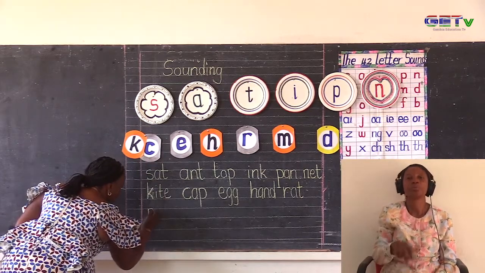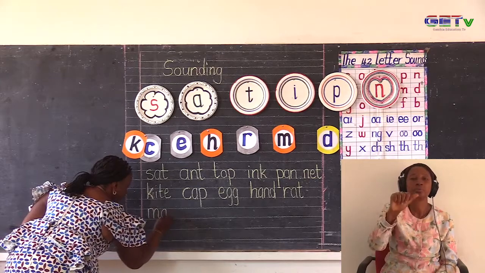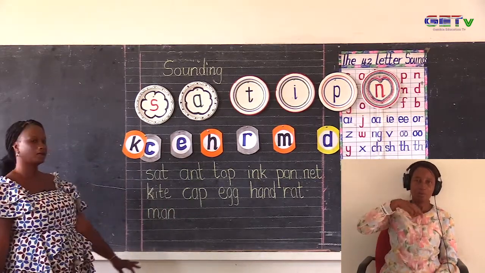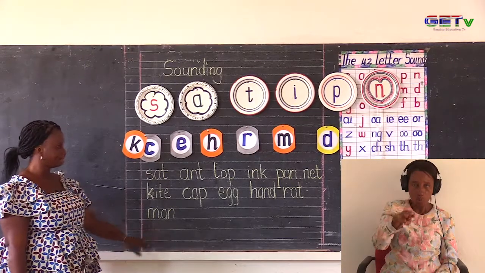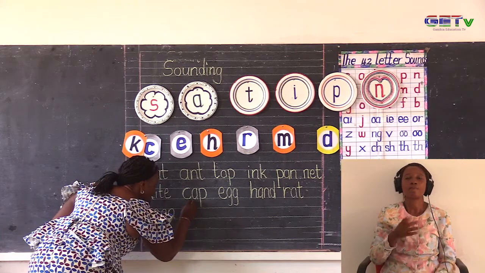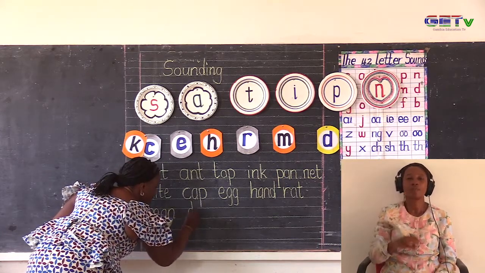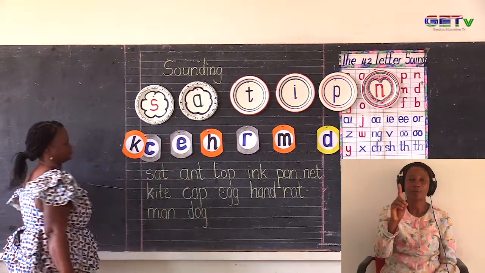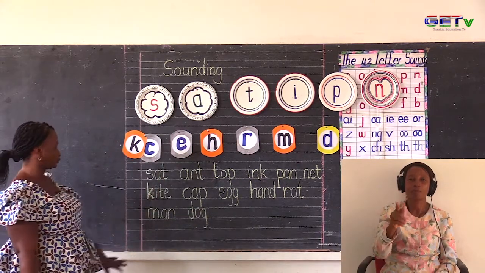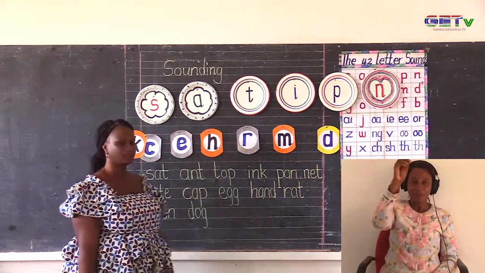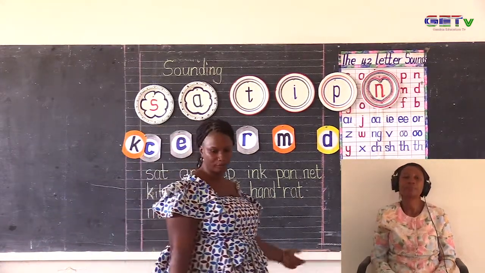Let's say man. Here, our initial sound is m. And we have what we call the d sound. D-O-G, dog. The sound we hear first here is d. Now we have done that.